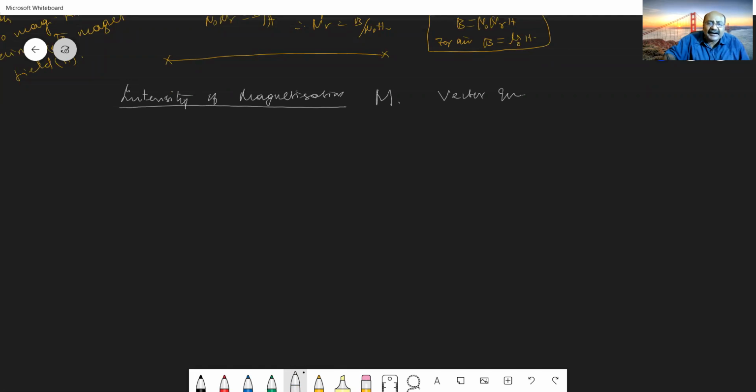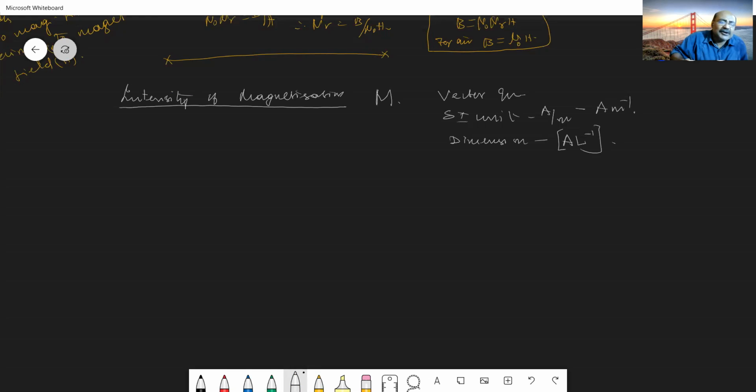This intensity of magnetization has a unit. The SI unit is ampere by meter, that is A m power minus 1. So what is its dimension? If you consider the dimension, it is A L power minus 1. So same as that of, the first concept we studied, the magnetizing field, or magnetizing field strength.